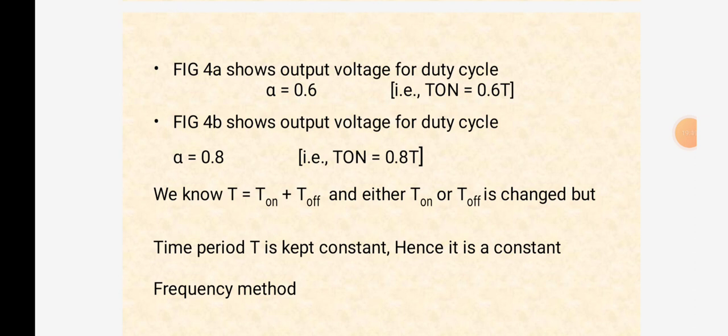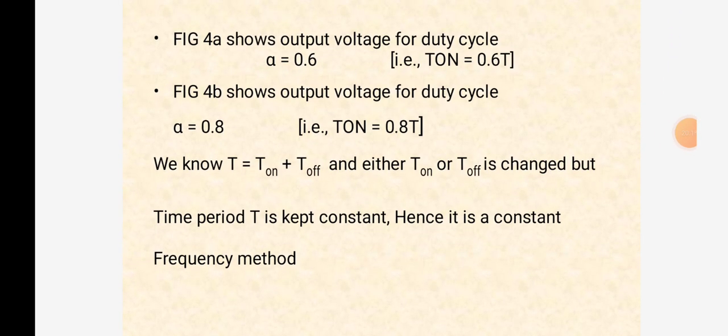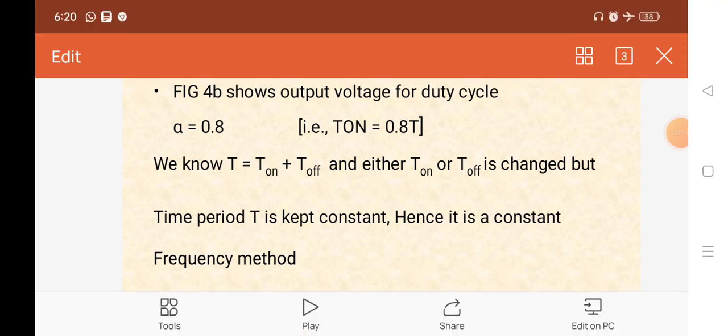Here in the first waveform, alpha is equal to 0.6, the turn on time is equal to 0.6 times total time. In case of alpha equal to 0.8, the turn on time is equal to 0.8 times total time. T is equal to T on plus T off, and either T on or T off is changed, but time period T is kept constant, hence it is a constant frequency method. Now we can watch one YouTube video regarding choppers.